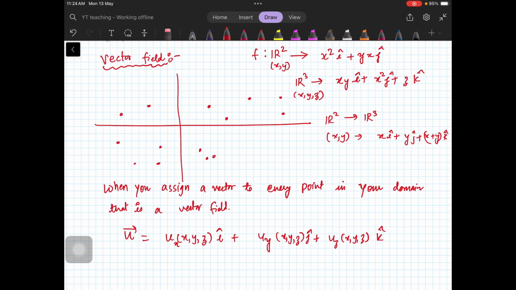So whenever you have a motion, we have a velocity field. At every point of the motion, we have a velocity vector. That is a velocity vector field. So that is a vector field.